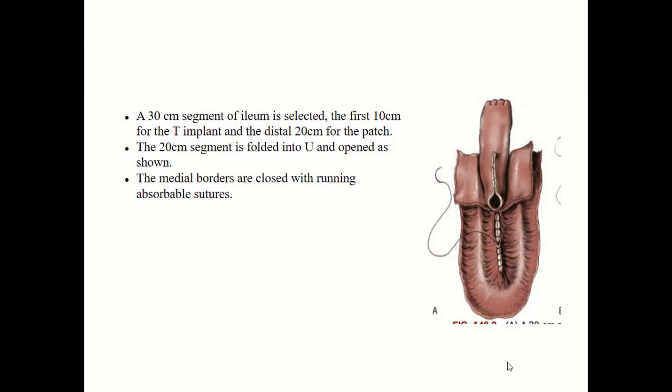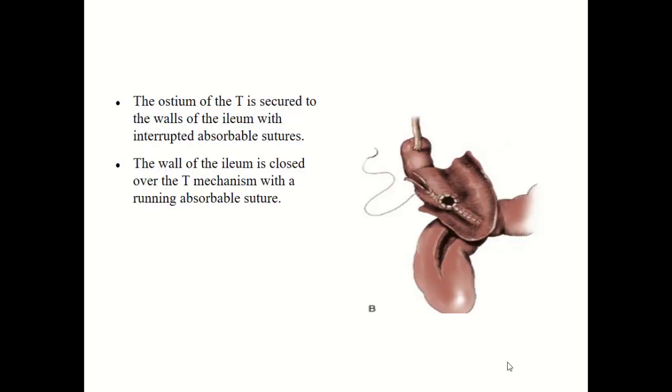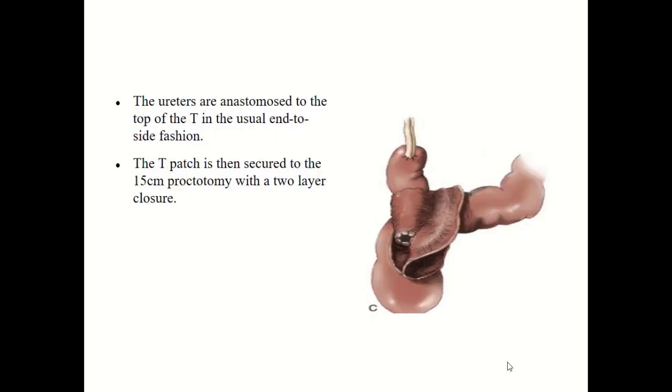This is the procedure. A 30 centimeter segment of the ileum is selected. The first 10 centimeter for the T implant and the distal 20 centimeter for the patch. The 20 centimeter segment is folded in the U shape and opened as shown in the picture. The medial borders are closed with running absorbable sutures. The ostium of the T is secured to the walls of the ileum with interrupted absorbable sutures. The wall of the ileum is closed over the T mechanism with running absorbable sutures. The ureters are anastomosed to the top of the T by the technique which we discussed. The T patch is then secured to the 15 centimeter proctotomy with a 2 layer closure.